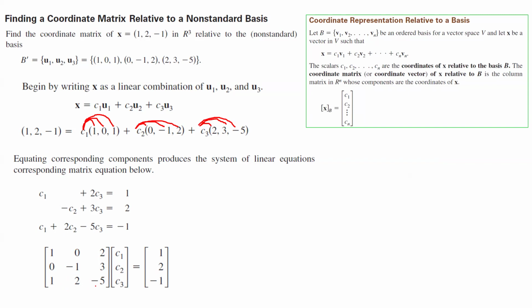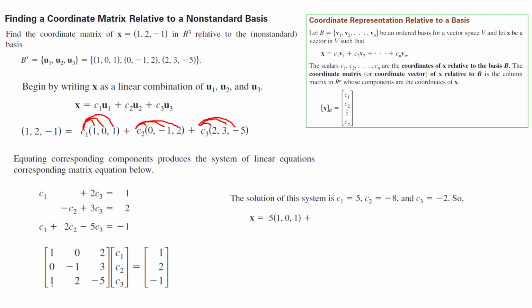C1 plus 0 C2 plus 2C3 is equal to 1. You can simplify this matrix. How? You can form the augmented matrix and apply elementary row operations. After doing that, the solution is going to be 5, -8, and -2.